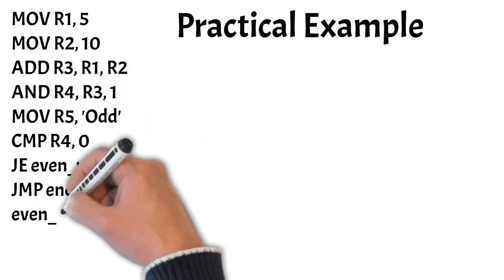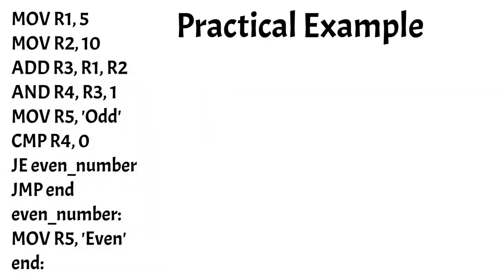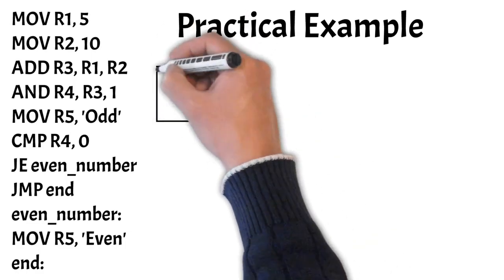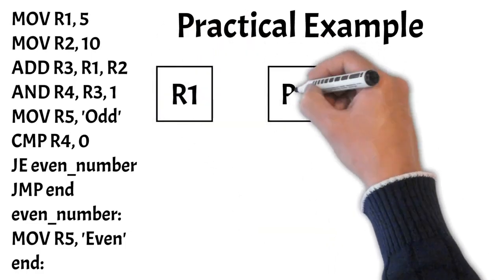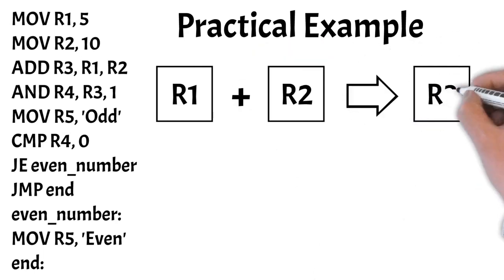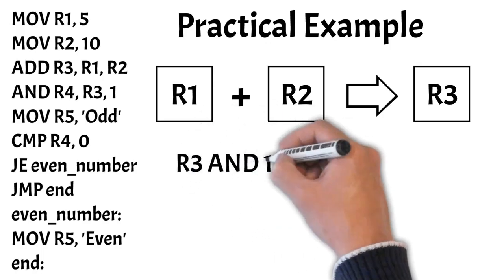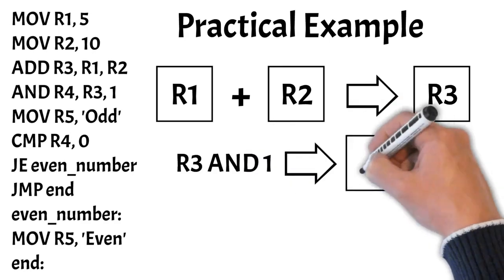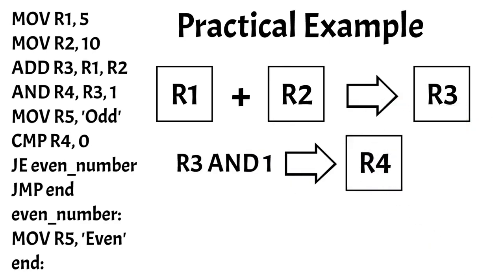In this assembly code example, we start by loading the values 5 and 10 into registers R1 and R2 respectively. The add instruction then combines these two values and stores the result in register R3. To determine whether the result is even or odd, we perform a bitwise AND operation with 1 and store the outcome in R4. The AND operation effectively checks the least significant bit of the sum. If it's 0, the number is even. If it's 1, the number is odd.